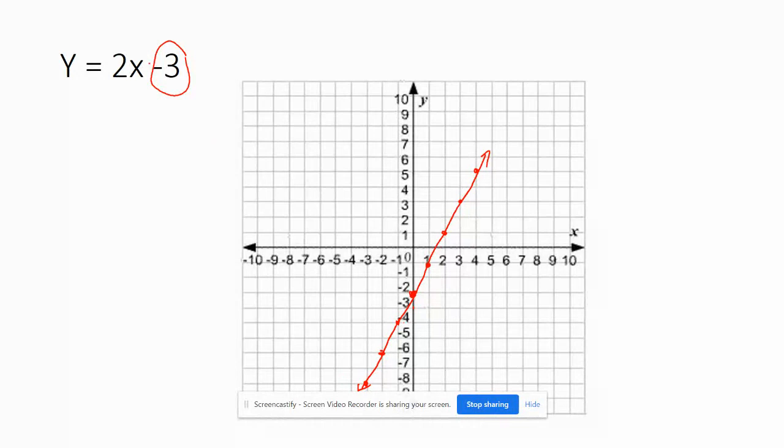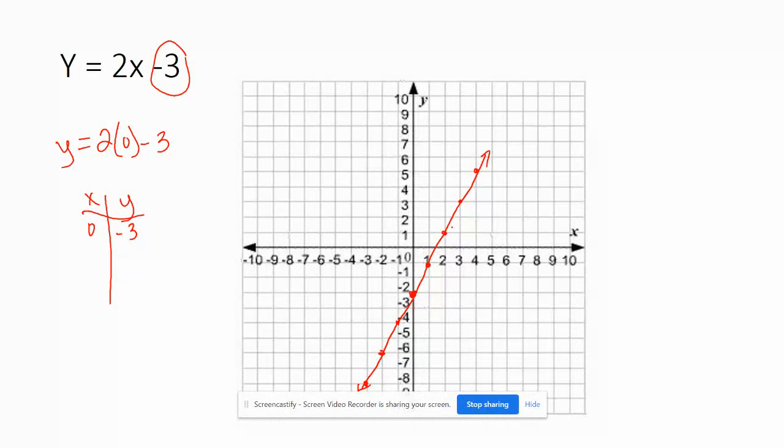Now, of course, I could have just plugged in a point. I'm going to show you why the intercept is -3. Because if 0 was x, then y would be -3. For example, if I put 0 in for x, my answer would be 0 minus 3, which is -3. So if we had our chart, 0 would give me -3. That's why our y-intercept is always the constant number in the function.